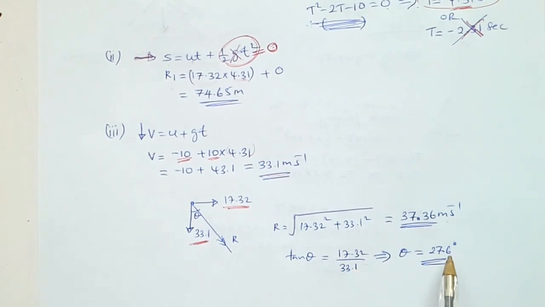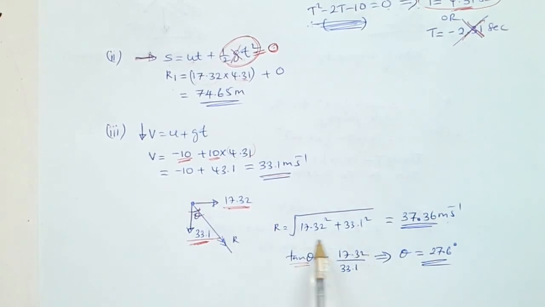Also, because velocity is a vector, it is always better to mention the direction of the velocity. How do you find the direction of this velocity vector? Let me choose this as angle theta, so tan theta is equal to the opposite side, 17.32, divided by the adjacent side, which is 33.1. From here I can simplify and you'll get the answer as 27.6 degrees.